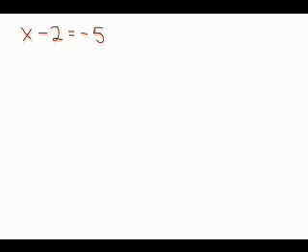As we saw in the introductory video, we get rid of operations by doing the opposite of what's there. So the opposite of minus 2 would be adding 2. Again, an equal sign is like a balance scale. I've changed the left-hand side by adding 2, so I have to do exactly the same thing to the right-hand side. We have to add 2 to negative 5.